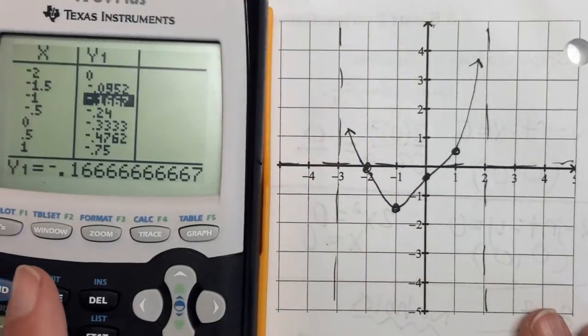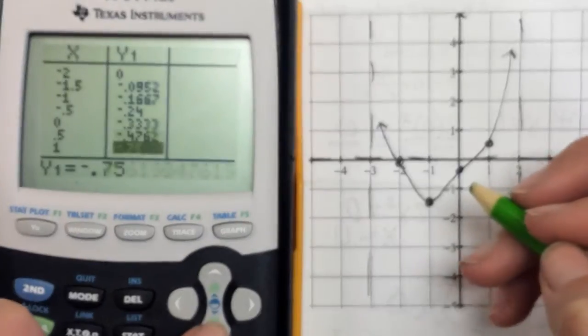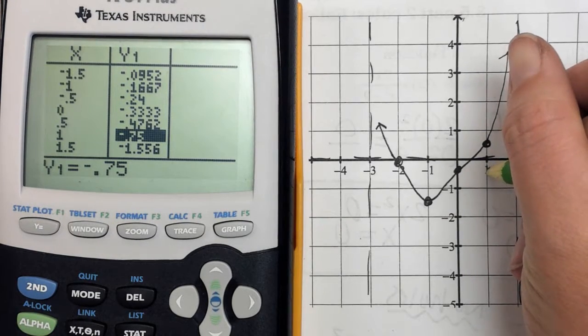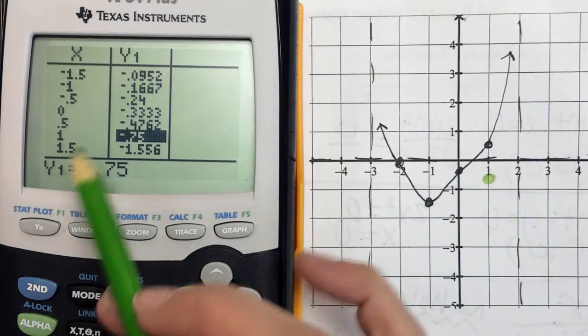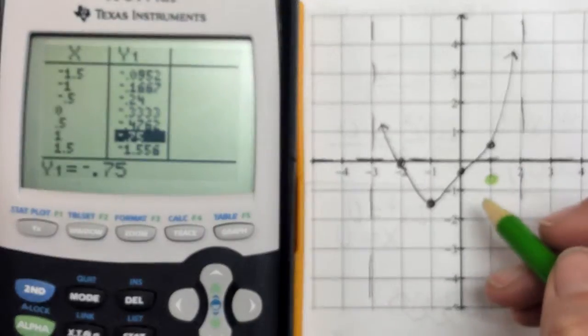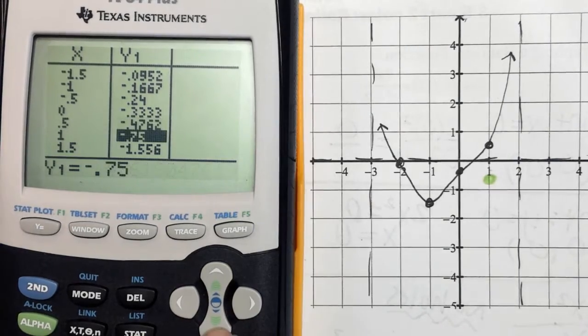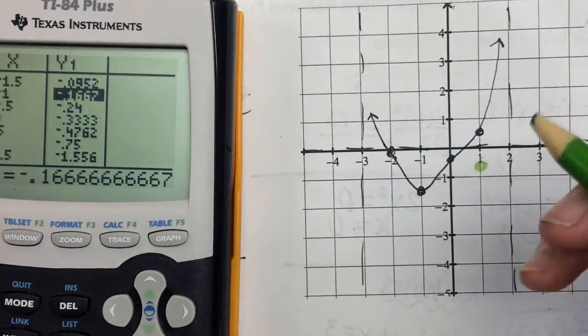Negative 1.67. I'm going to graph mine correctly in green, okay? Now that we have the correct table, the value at 1 is negative 0.75. Go ahead and regraph that one. That's going to be right about here. Negative 0.75. At 0.5, negative 1 is negative 0.1667.